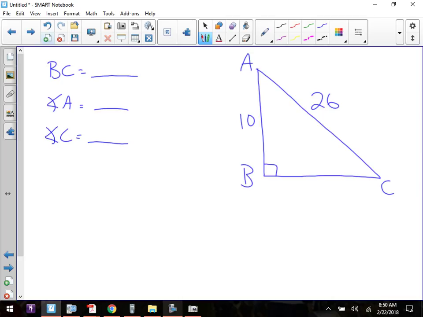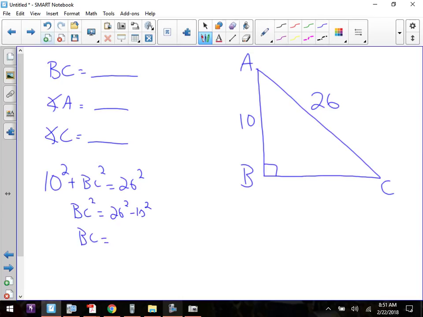So in this case, we have a 10 and a 26. Do we have a hypotenuse? Which one's the hypotenuse? Good. So we just write out our Pythagorean theorem using 26 as the value of c for the hypotenuse. And we get 10 squared plus b squared is 26 squared. Take the square root of whatever that is.